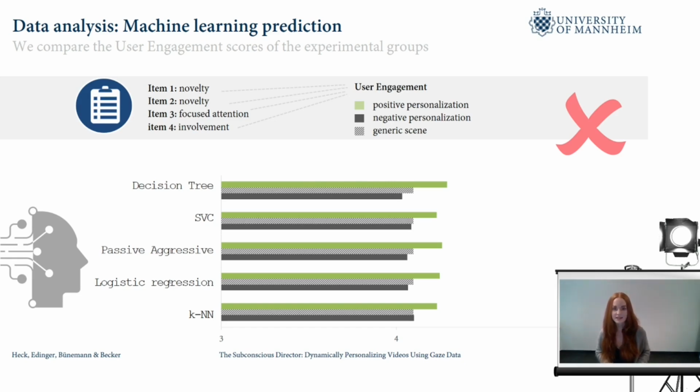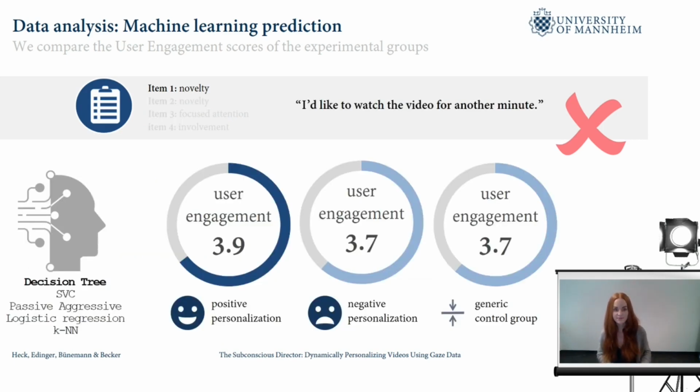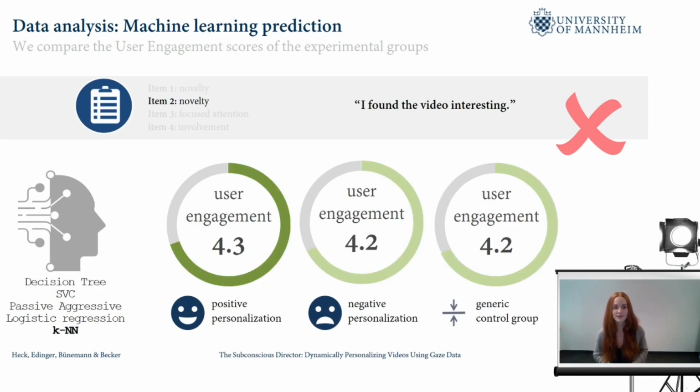However, when revising the data, we also noticed that there were large differences in the participants' evaluations of the different user engagement measures. We therefore proceeded to evaluate each of the 4 measures individually. The first novelty measure was not significant, and the same applied for the second novelty measure. Thinking about it, this makes perfect sense though. Showing a scene with only the element that the user has already focused on the most will not be perceived as particularly novel.